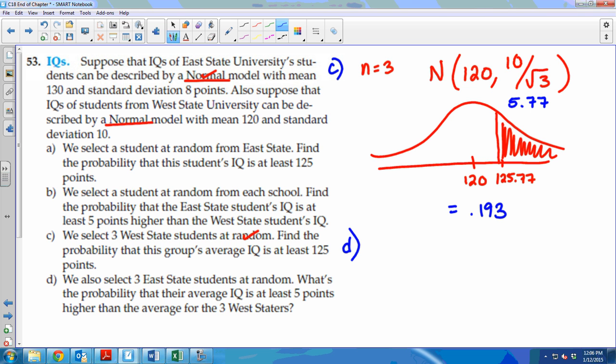On part D, we also select 3 East State students at random. What's the probability that their average IQ is at least 5 points higher than the average for the 3 West Staters? So it's going back to the idea in part B, the difference, but this time we have sample sizes of 3. So we're doing East minus West still, and we want the difference to be greater than or equal to 5, right? Well, the mean of this model is going to be?